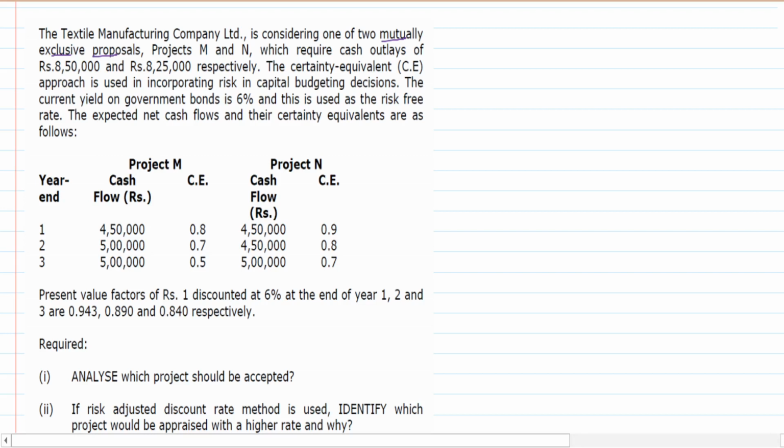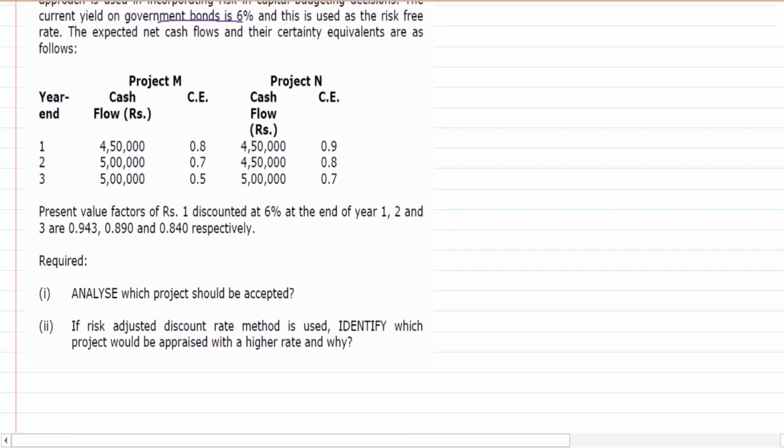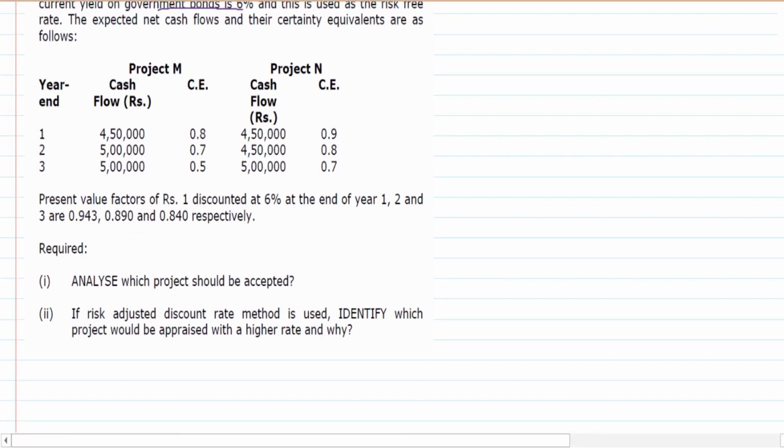The certainty equivalent approach is used in incorporating the risk. And the current yield on government bonds. So risk-free rate is the rate of return that we are getting on the government bond. So we will consider the risk-free rate of return to be 6%. Then they are saying that the expected net cash flows and their certainty equivalents are as follows. So year-wise, they have given us the cash flow for project M and project N, and also the CE factors. Present value factors are also already given at 6% for year 1, 2, and 3.